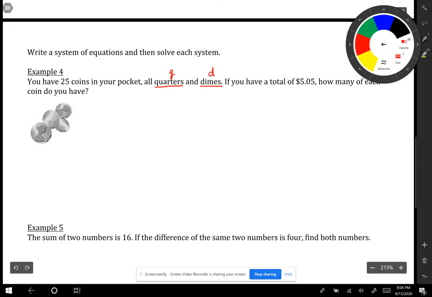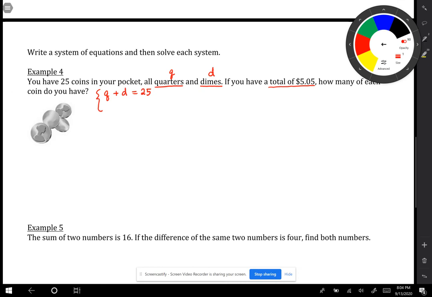Easy enough there. And we have a total of $5.05. We want to know how many of each coin we have. So Q can represent quarters and D can represent dimes. Let's write our system. Okay, we know we have a total of 25 coins. So the number of quarters plus the number of dimes equals 25. So the top equation deals with how many coins we have. The bottom equation will have to deal with the value of each coin.